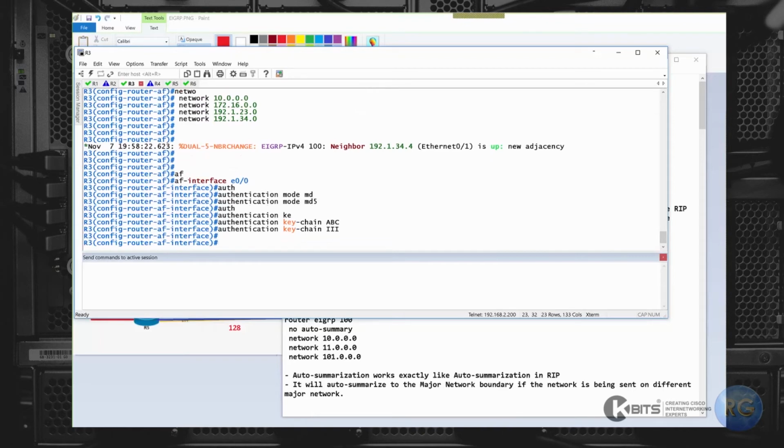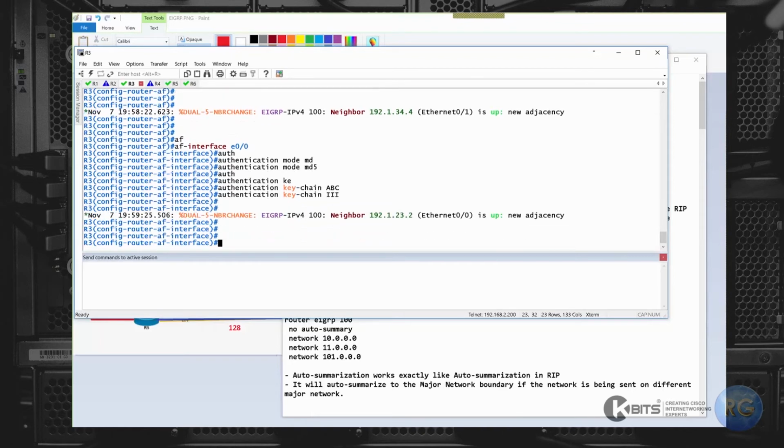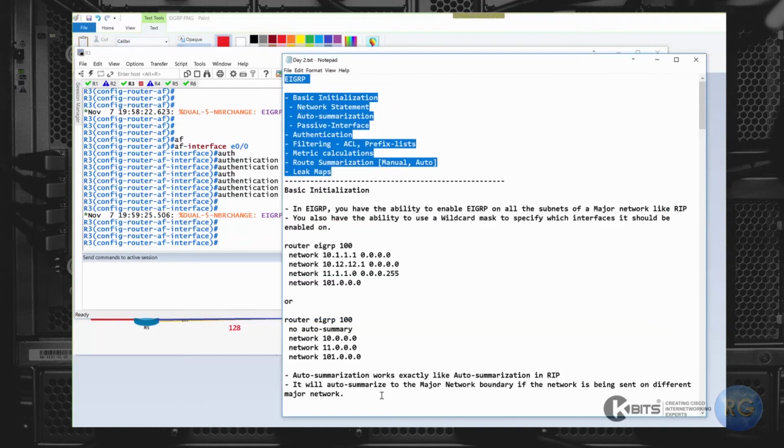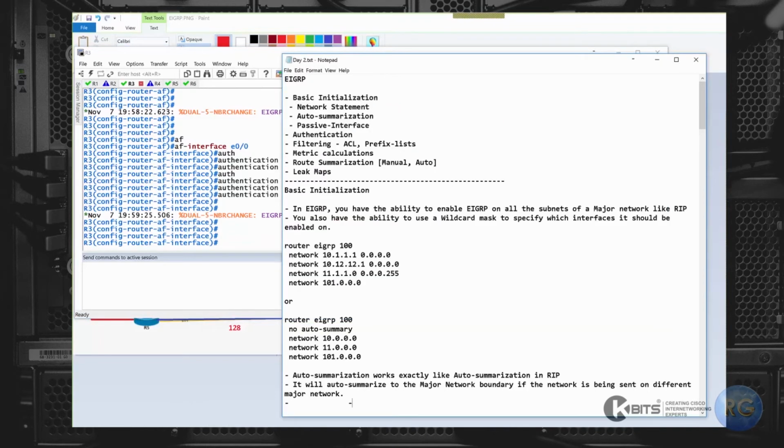There you go. My neighbor relationship is up. So how did I do it? Basic stuff right now. Named mode. The right place now.